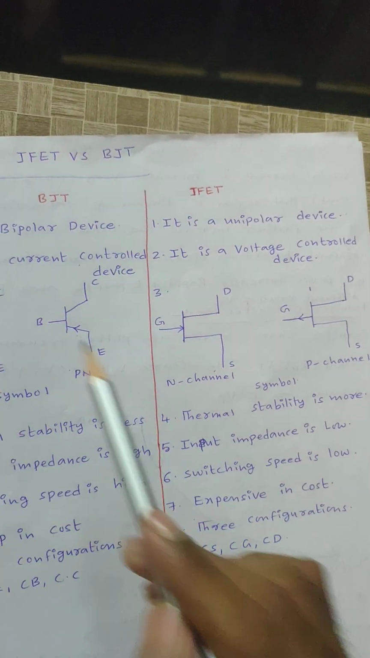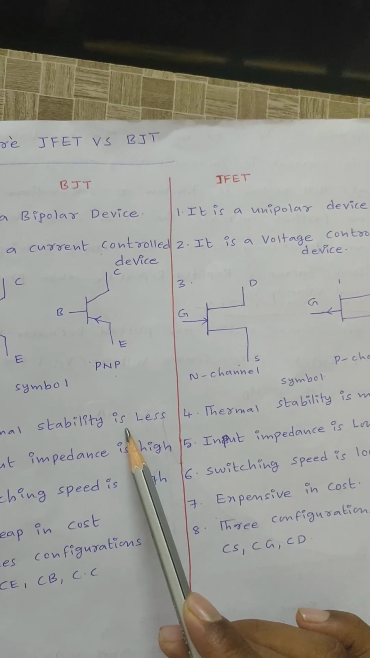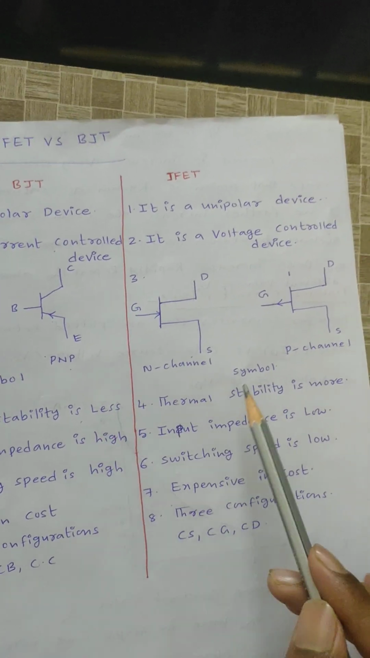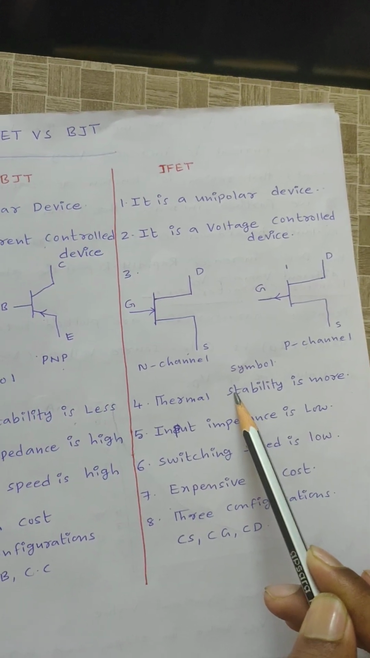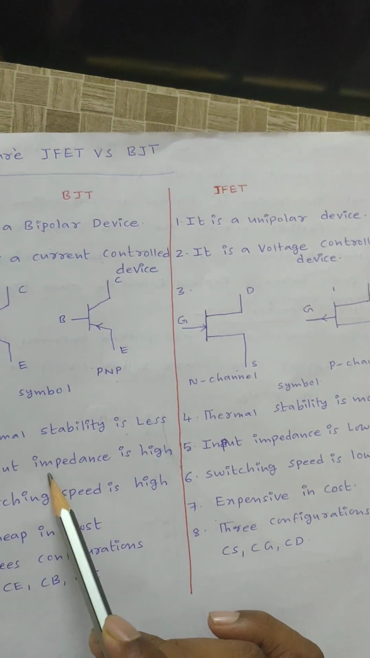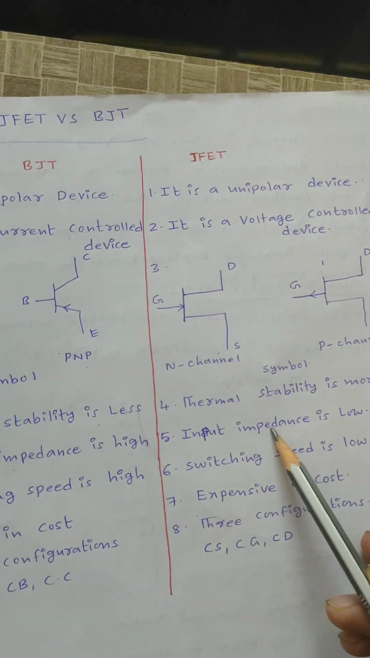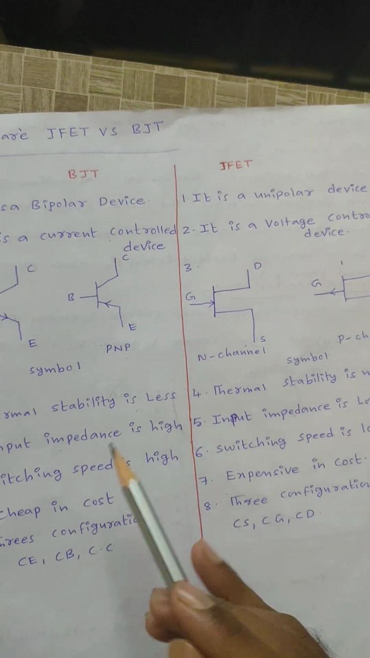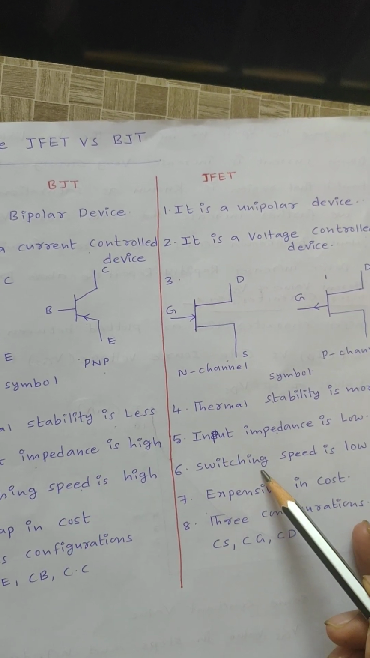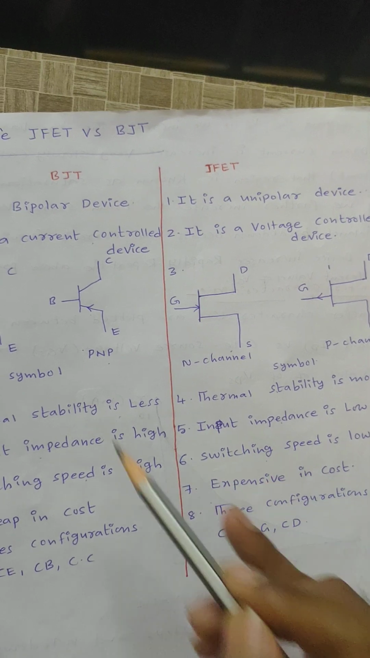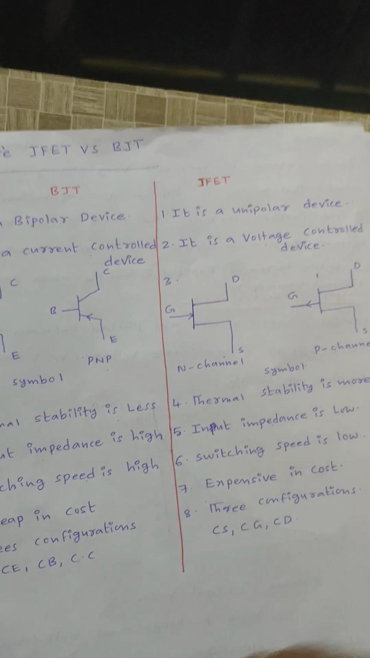BJT is thermally very less stable, whereas JFET is thermally more stable. The input impedance of the BJT is low, whereas the input impedance of JFET is high. But the switching speed of BJT is high, whereas the switching speed of JFET is low. The cost of BJT is low, whereas the cost of JFET is high.